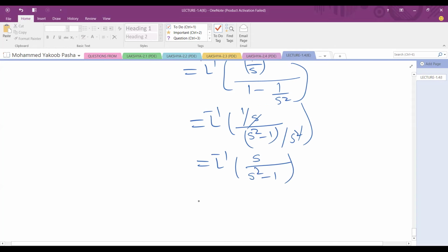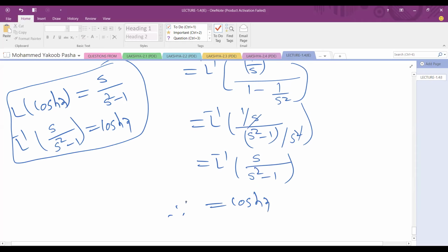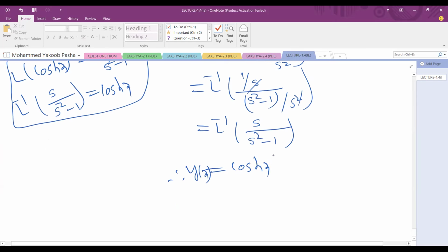So this is the formula: the Laplace transform of cos hx is equal to s by s square minus 1. From this we can write the inverse Laplace transform of s by s square minus 1 becomes cos hx. So use this formula here. Cos hx, this is the solution. y of x is equal to cos hx is the solution.